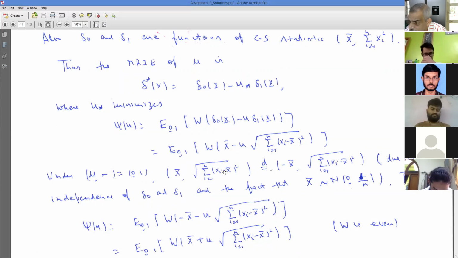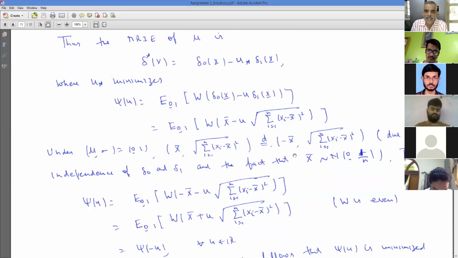Otherwise, in general, if x has the same distribution as minus x, you cannot say that x and y will have the same distribution as minus x and y. If independence is there, then you can say it, because then you can write down the joint as a product. Is that clear?